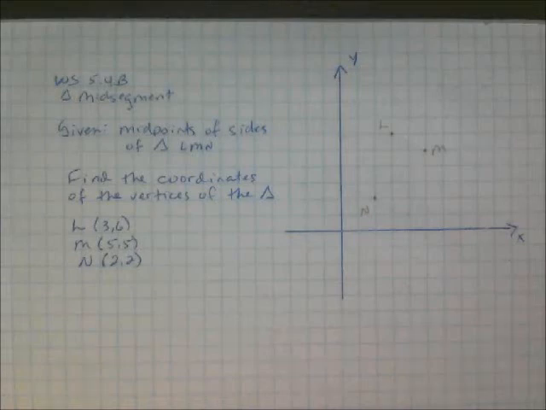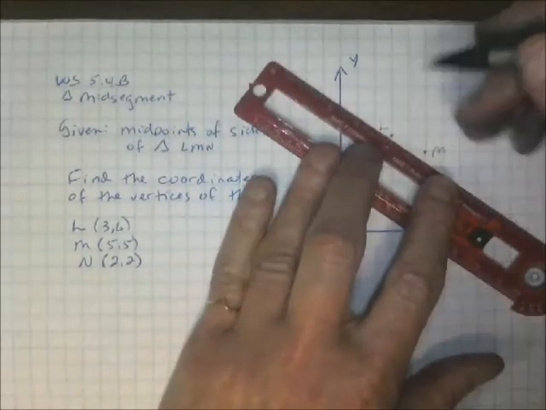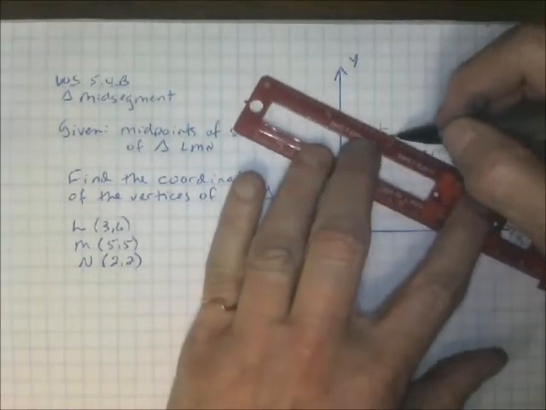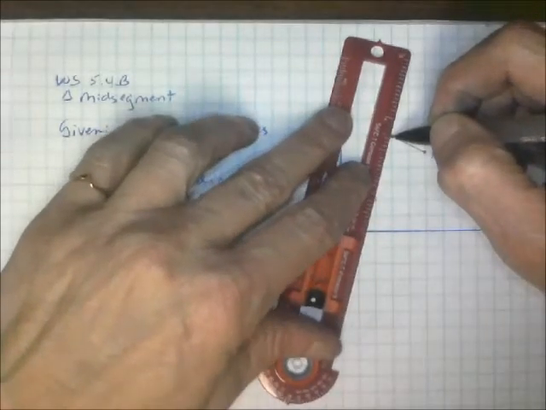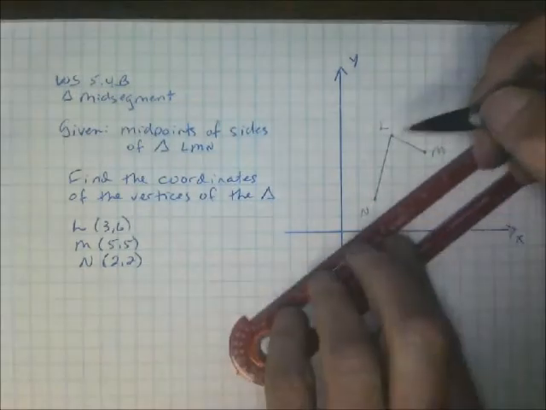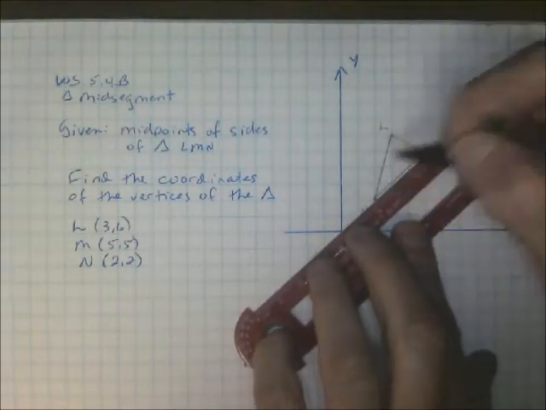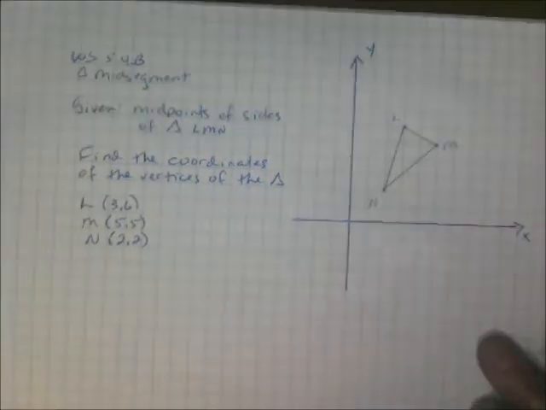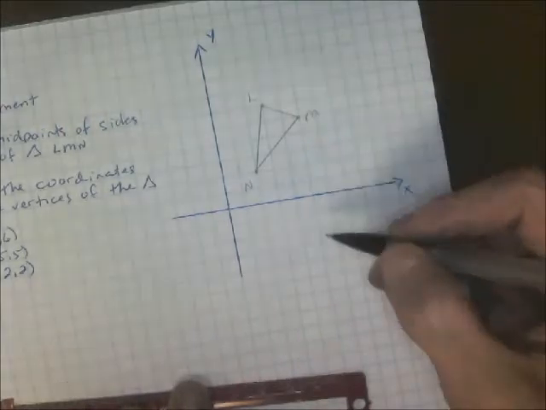Alright, in this video we're going to take the coordinates of a midsegment triangle and use our knowledge of the midsegment theorem to create the original triangle. So the line segments you see here, LM, LN, and MN, are all midsegments of a previous triangle. We're going to begin by using our knowledge of the midsegment.